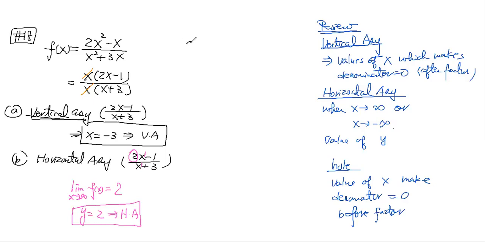Okay, so what is the hole here? The hole means, before you factor, the x here makes it equal to 0, but after I factor, the x disappears. So the hole is at x equals 0. All right, that's what we talked about: the vertical asymptote, horizontal asymptote, and the hole here.